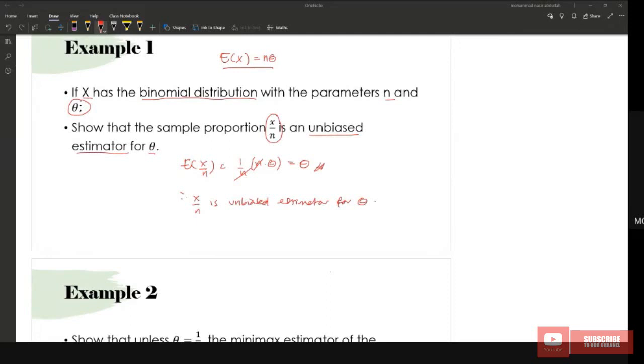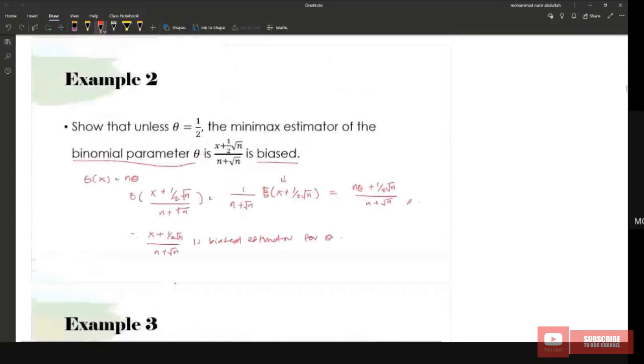Please comment. If you're not clear, I can repeat for you. Then okay, clear. Right. Now look at example number two.